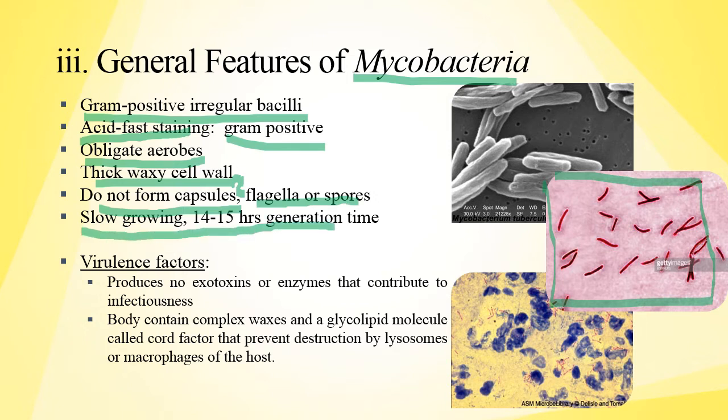Let's briefly look at the virulence factors of Mycobacteria. Mycobacteria produce no exotoxins or enzymes that contribute to infectiousness. On the other hand, they contain waxes and a glycolipid molecule called cord factor. This cord factor prevents destruction by lysosomes or macrophages of the host cells.